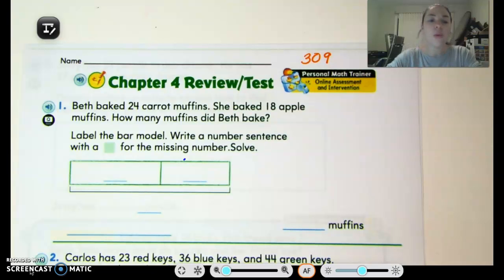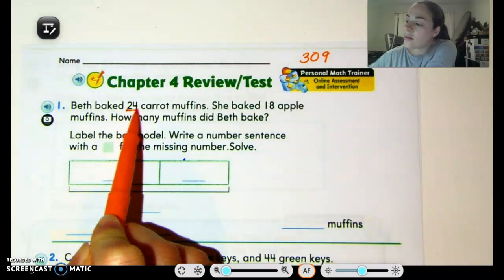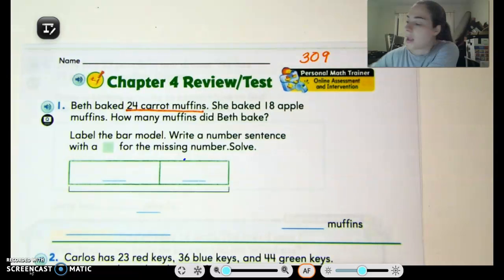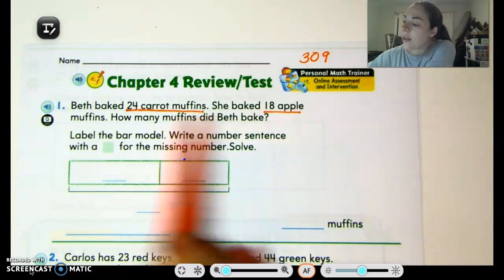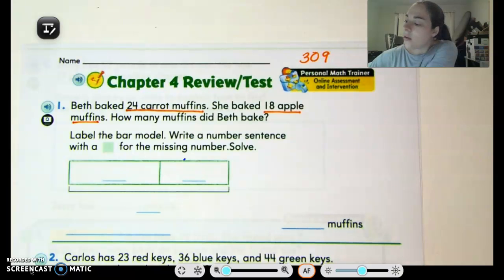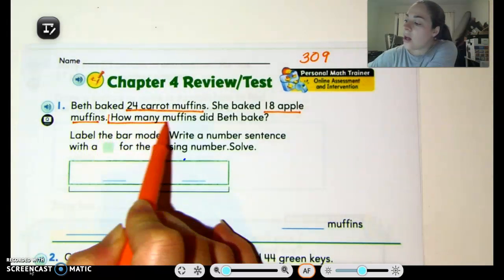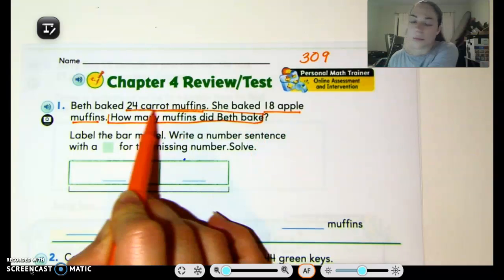Beth baked 24 carrot muffins. She baked 18 apple muffins. How many muffins did Beth bake? Label the bar model. Write a number sentence with a box for the missing number. Solve. Okay, so what numbers are important? Well, 24 carrot muffins and 18 apple muffins. And they want us to solve for how many muffins in all did Beth bake.